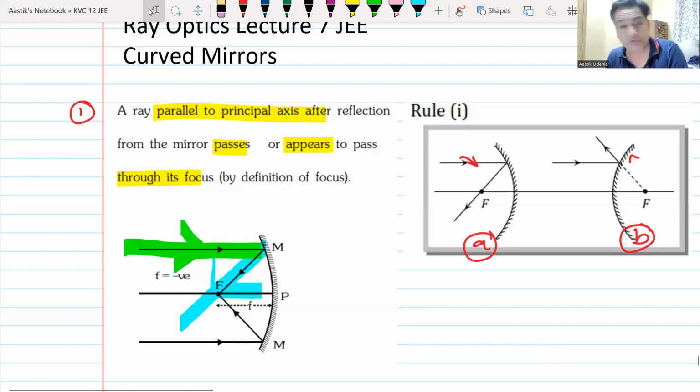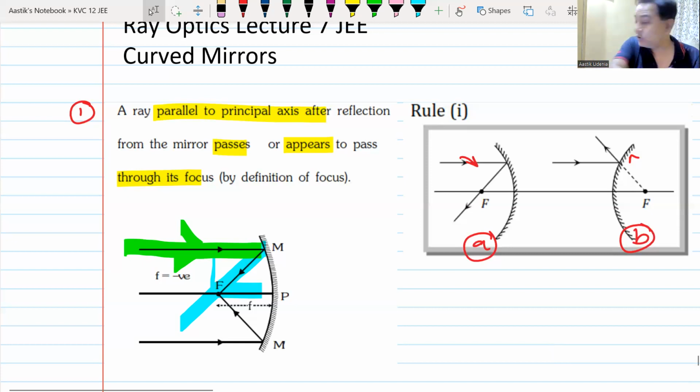Rule number one, you don't have to write rule number one. You just have to draw the diagram because no one is going to ask you what is rule number one. You just need to draw the diagram and understand that this is rule number one. Have you drawn it? I'll give you time to draw it. Have you drawn it? Yes, sir.